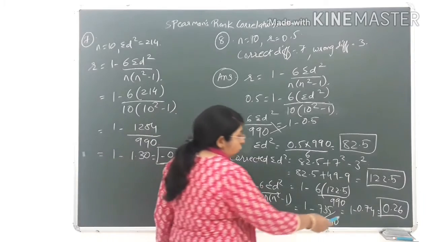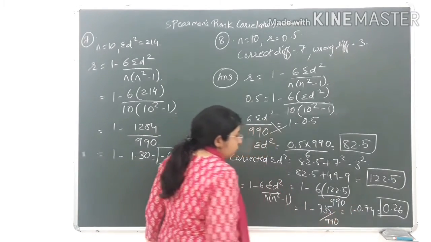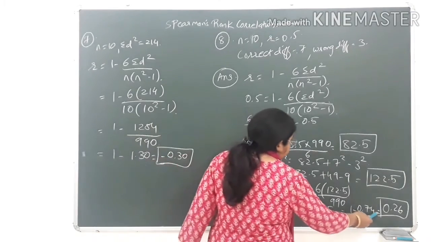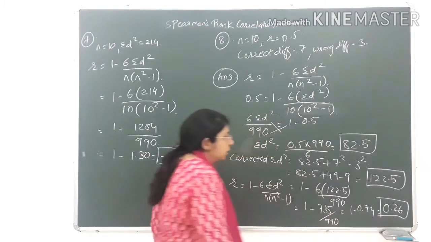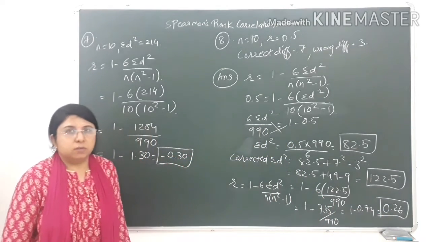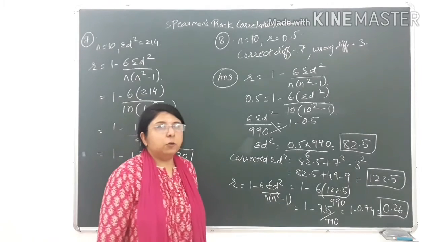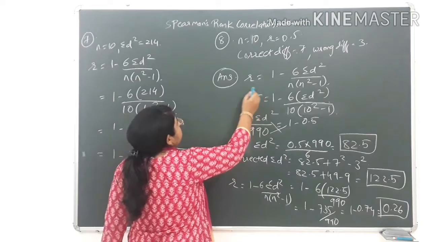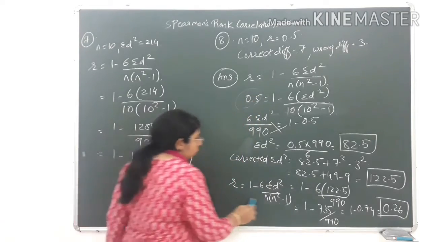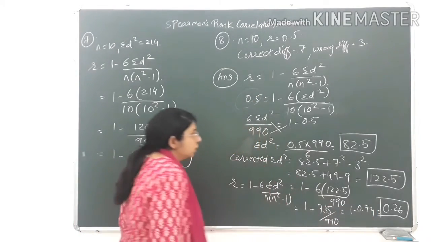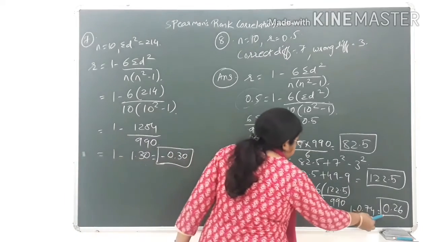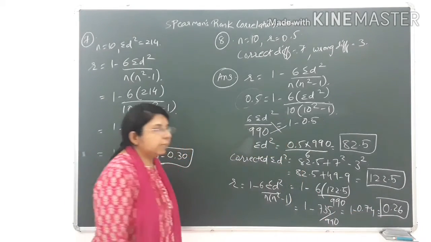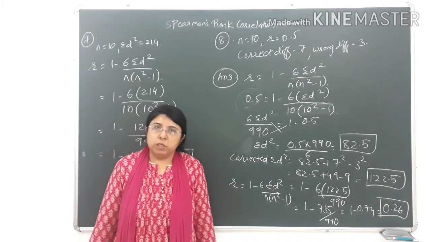Subtracting the value of 0.74 from 1, you will get the corrected value of the correlation coefficient, that is 0.26. You have to find the corrected value of the rank correlation coefficient. Previously it was given in the question as 0.5, but after making the necessary changes in d square, the final or corrected answer of the correlation coefficient came to 0.26.